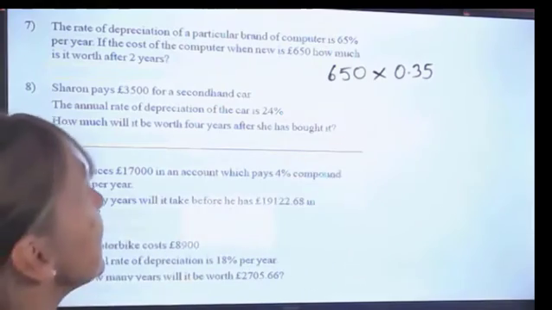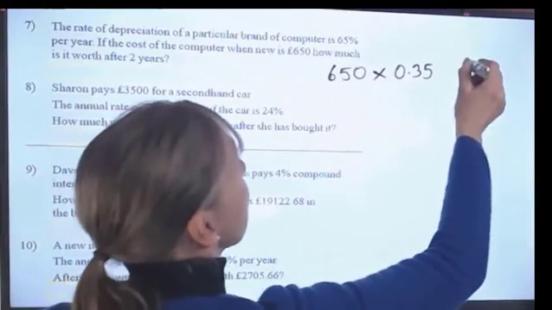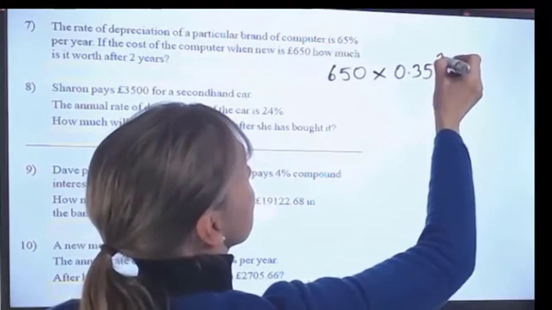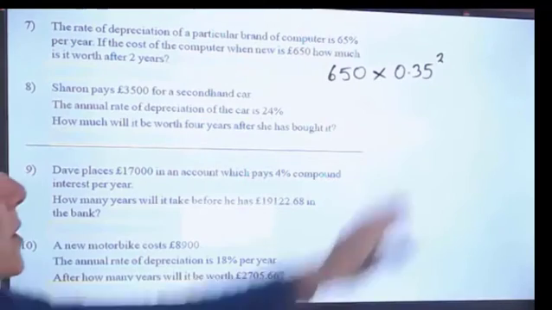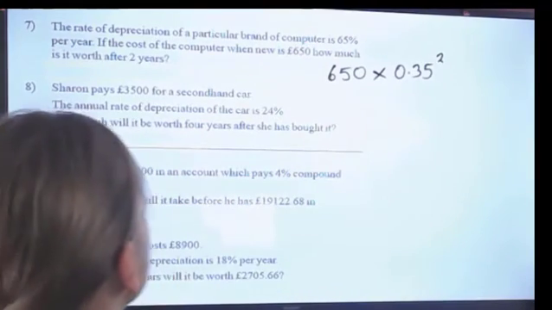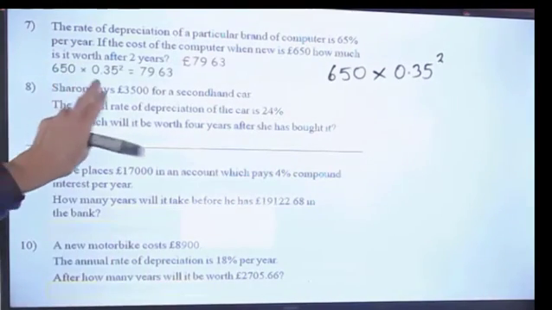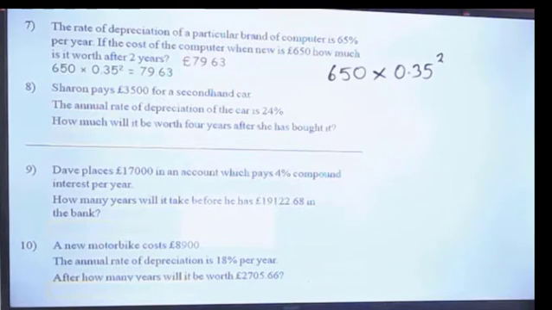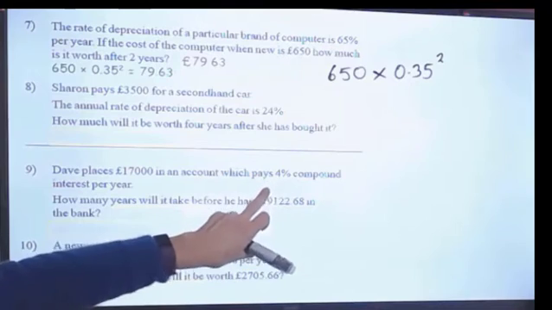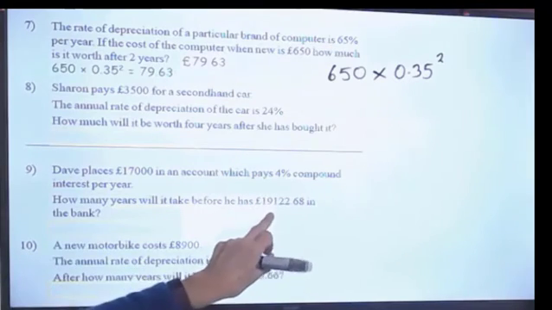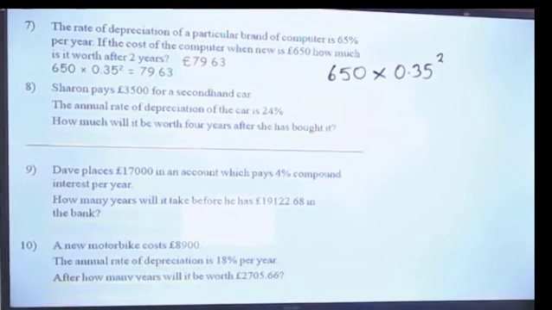How much do we get in the second year? Well, we do the whole thing again. Now we multiply by that again. So that's the sum we need to do. Now 650 times 0.35. How many years will it take? Well, here we can just do it 1 year, 2 years, 3 years, and find out how long it takes before we get that amount.